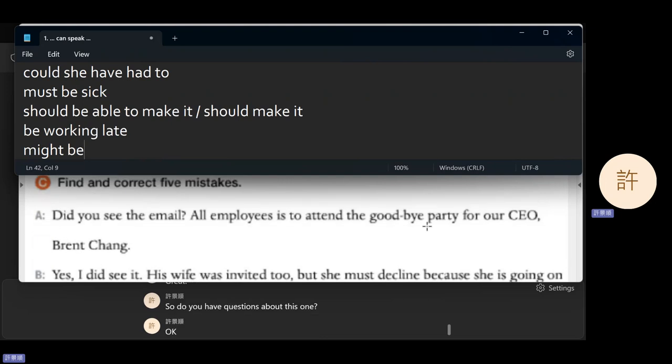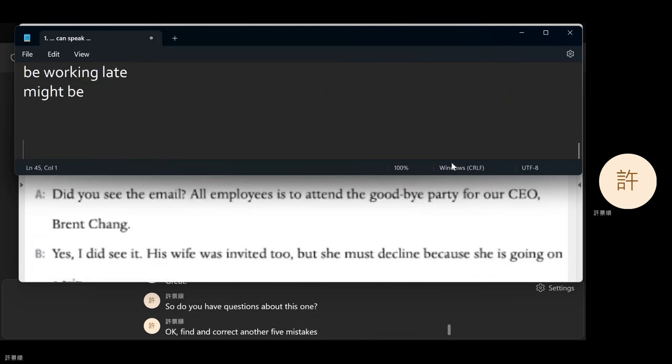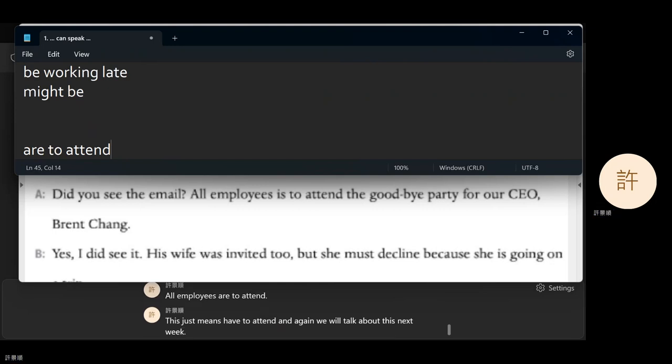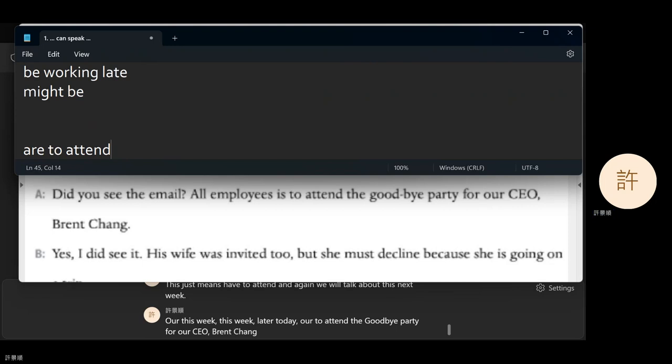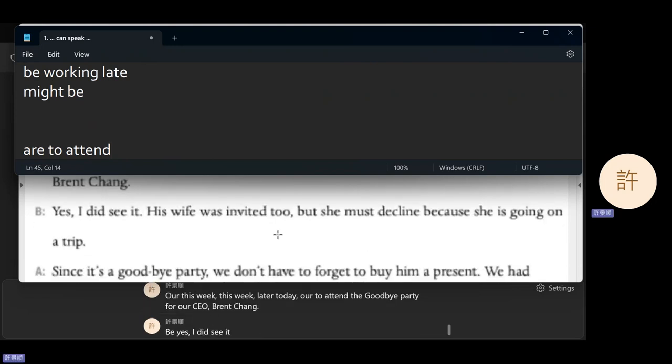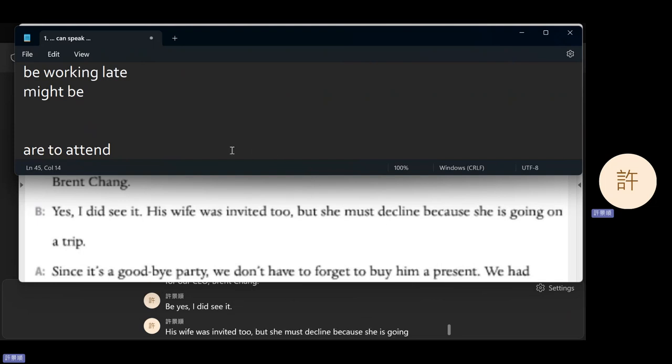Okay, find and correct another 5 mistakes. A: Did you see the email? All employees are to attend. This just means have to attend. And again, we will talk about this next week. Later today, are to attend the goodbye party for our CEO, Brent Chang. B: Yes, I did see it. His wife was invited too, but she must decline because she is going on a trip.